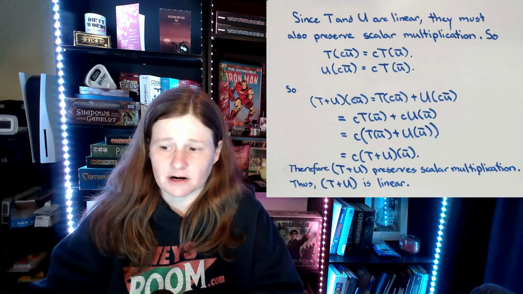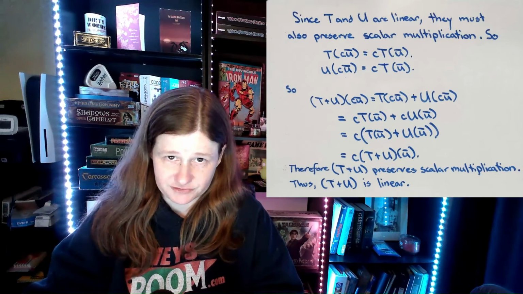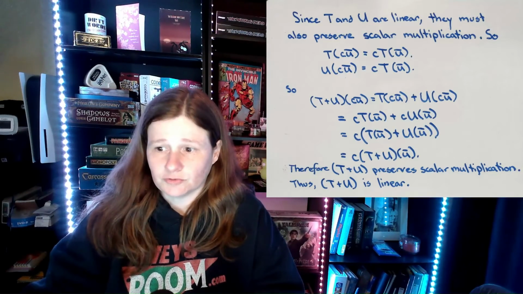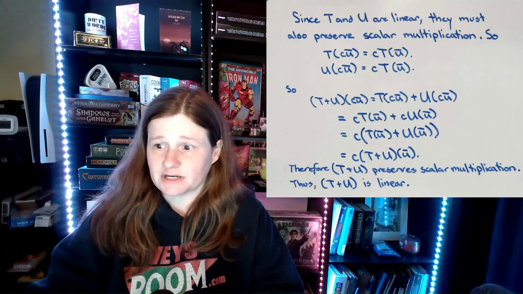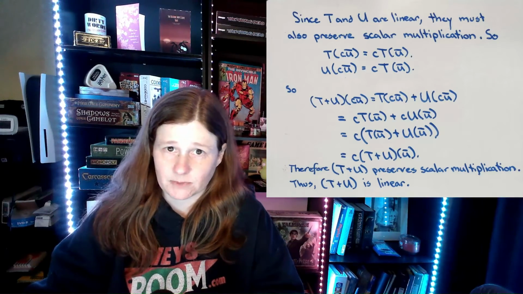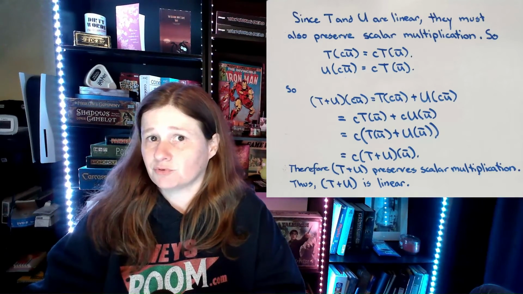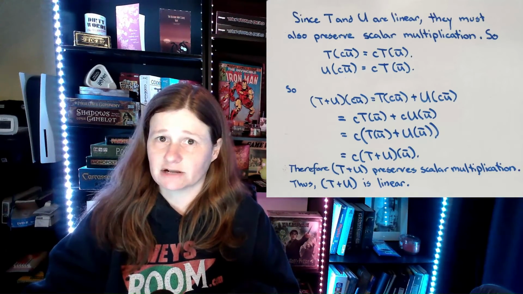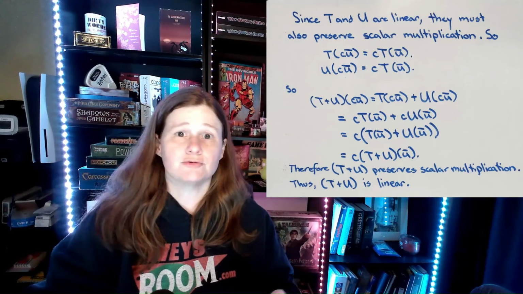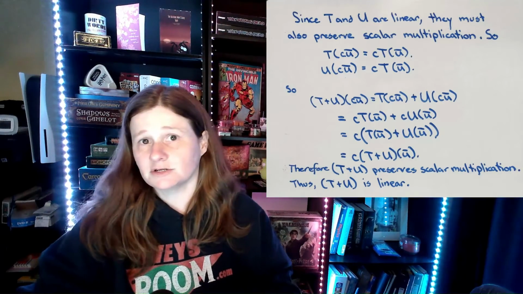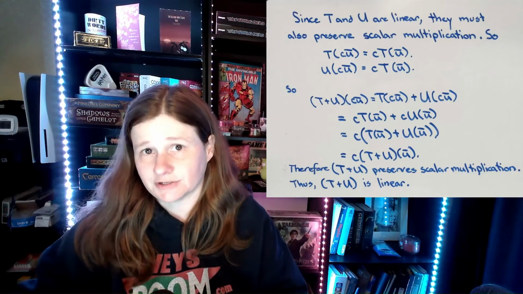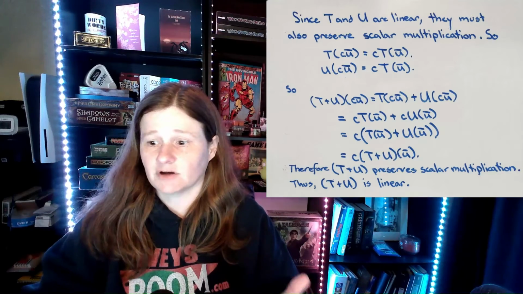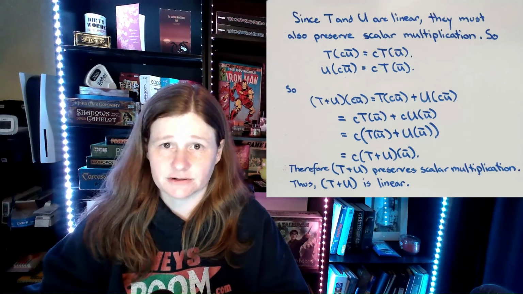So we're left with a constant times our transformation T plus U of u is equal to the T plus U transformation of the constant times the vector u. At this point, we've actually proven that it preserves vector addition, and we've proven that it preserves scalar multiplication. And remember, those were our two criteria for proving that this new transformation is linear. So at this point, we'll wrap it up, and we'll just say that thus T plus U is linear, and we've done it.